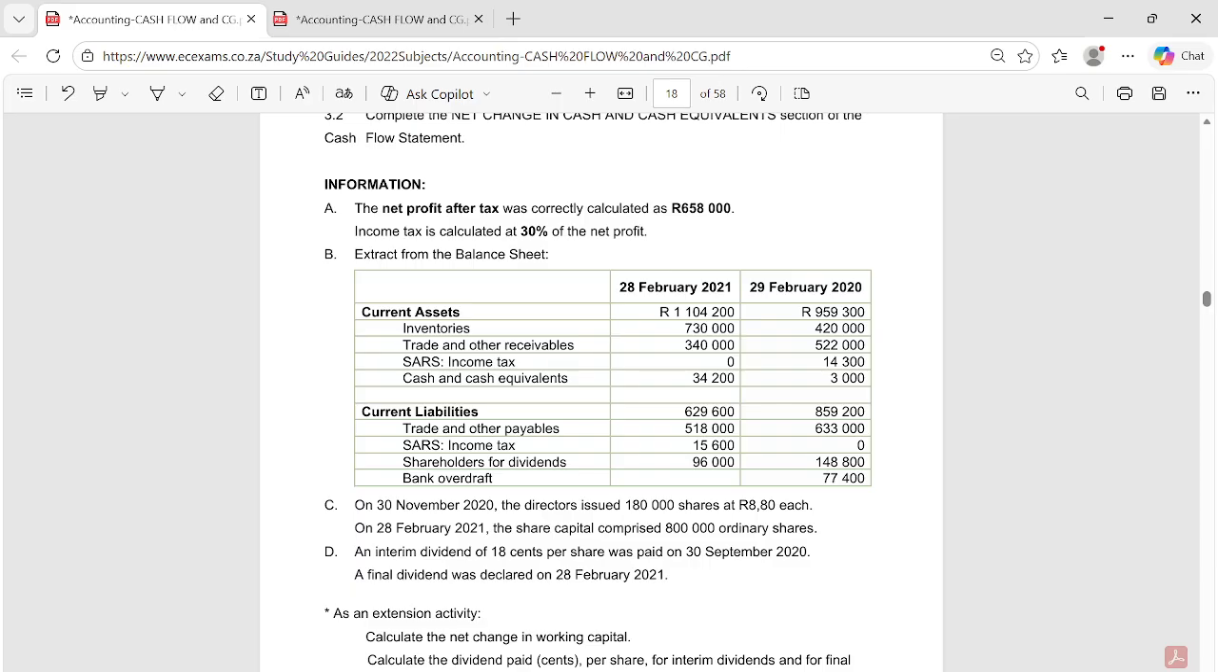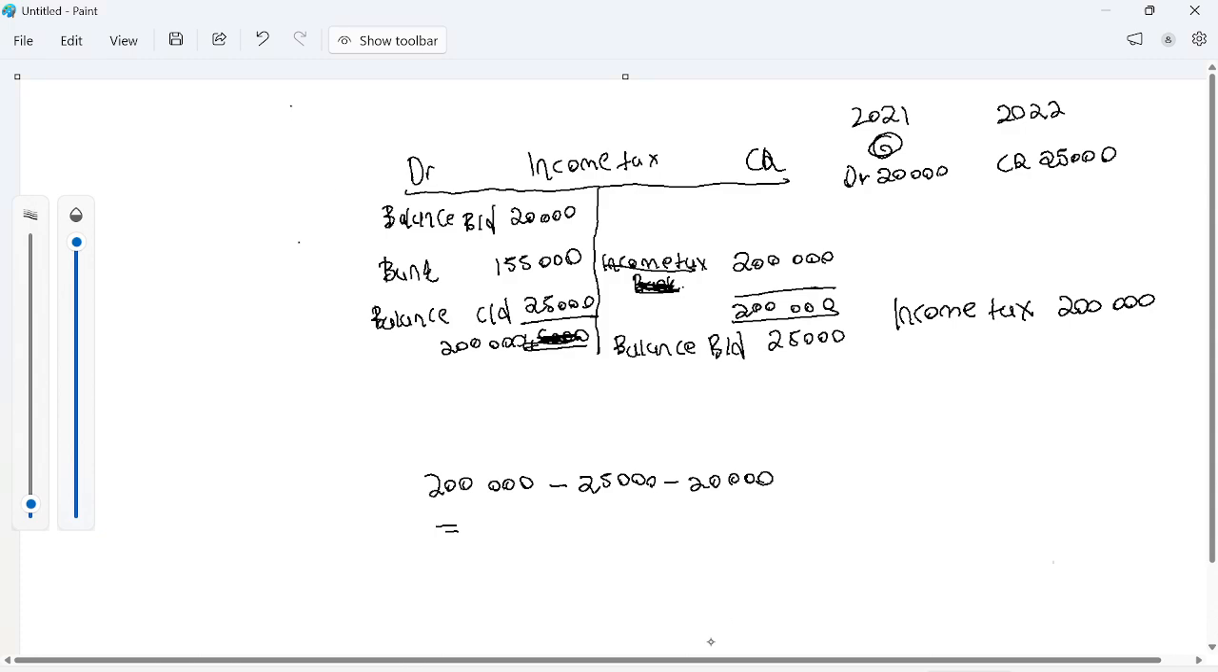And then if you can see income tax at the end, we have it under current liabilities, which is 15,600. So in this case, we owe SARS, right? Which is the closing balance. So this is debit, and then this is credit. Now let's go. So I'll simply come here to my calculations. Whatever I did here, you need to do it using that information. You'll never get income tax wrong. You'll never.